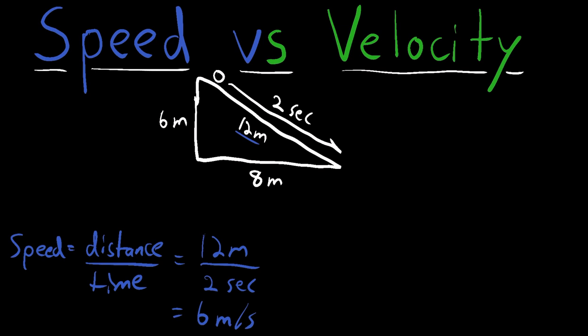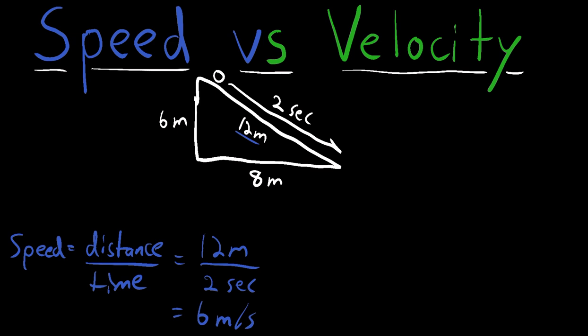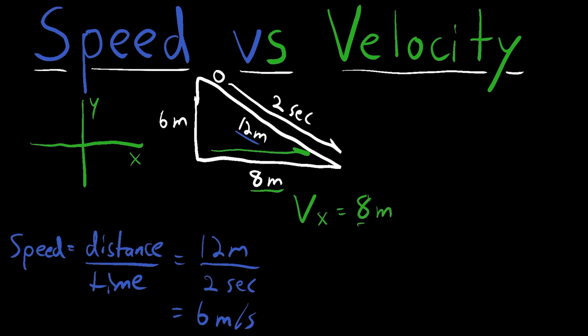Now you might be wondering, well, what is velocity and how is it different from speed? You can pretty much think of velocity as speed in a direction. So instead of taking the 12 meters, we're going to be looking at the x and y directions. So our velocity in the x is going to use our distance that the marble traveled in the x, and that's going to be 8 meters over the same amount of time, 2 seconds. So velocity in the x equals 4 meters per second.